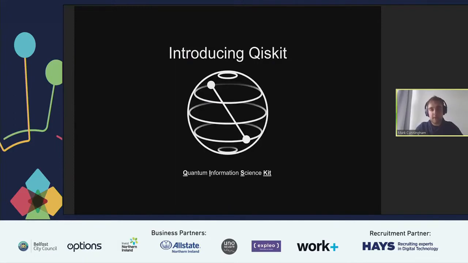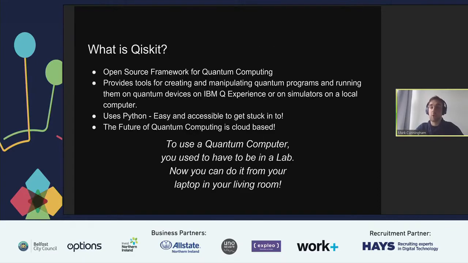And then finally, the one that I have the most knowledge in is Qiskit. So Qiskit is the Quantum Information Science Kit, and it is the quantum computing framework operated by IBM. It is an open source framework for quantum computing, which means all of the code is on GitHub. It provides tools for creating and manipulating quantum programs and executing them on real quantum devices on the IBM Q Experience or on simulators on your local machine. It uses Python, so it's easy and accessible to get stuck into.